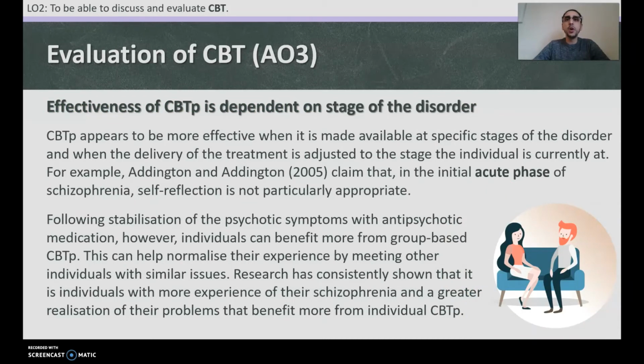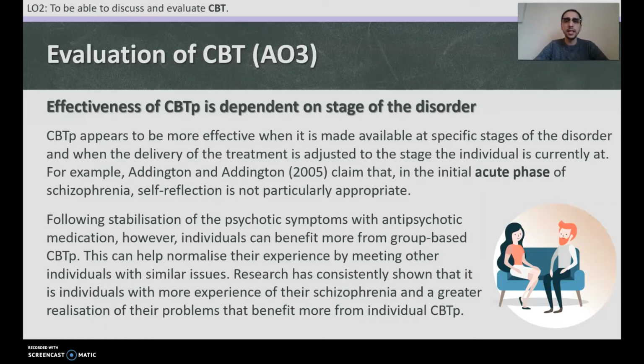Effectiveness of CBTp is dependent on stage of the disorder. CBTp appears to be more effective when it is made available at specific stages of the disorder and when the delivery of the treatment is adjusted to the stage the individual is currently at. For example, Addington and Addington claim that in the initial acute phase of schizophrenia, self-reflection is not particularly appropriate. Following stabilization of the psychotic symptoms with antipsychotic medication, however, individuals can benefit more from group-based CBTp. This can help normalize their experience by meeting other individuals with similar issues. Research has consistently shown that it is individuals with more experience of the schizophrenia and a greater realization of the problems that benefit more from individual CBTp.